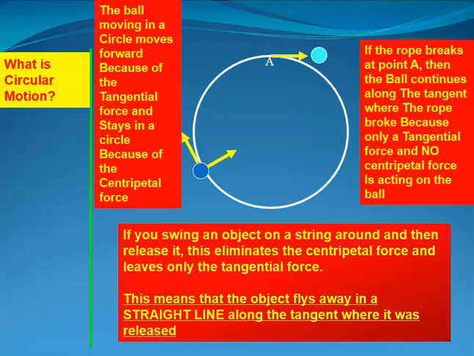If a rope breaks at point A, then the ball continues along the tangent where the rope broke, because only a tangential force and no centripetal force is acting on the ball. So if you swing an object on a string around and then release it, this eliminates the centripetal force and leaves only the tangential force. This means that the object flies away in a straight line along the tangent where it was released. Now it might curve down to the ground because of gravity, but aside from that, it's going to move in a straight line. It's not going to curve away from that circle or towards that circle. It's going to move straight directly to the right in a straight line.